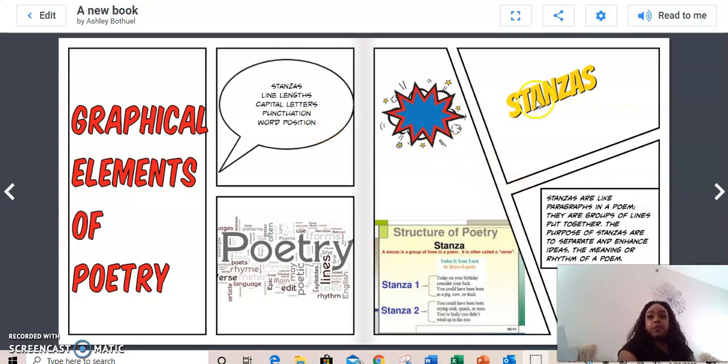So the first one we're going to talk about are stanzas. Stanzas are like paragraphs in a poem. They are groups of lines put together. The purpose of a stanza is to separate and also enhance ideas and meanings, or to enhance the rhythm of a poem. So here is an example of stanzas. As you can see in this picture, stanzas are simply the paragraphs in the poem.